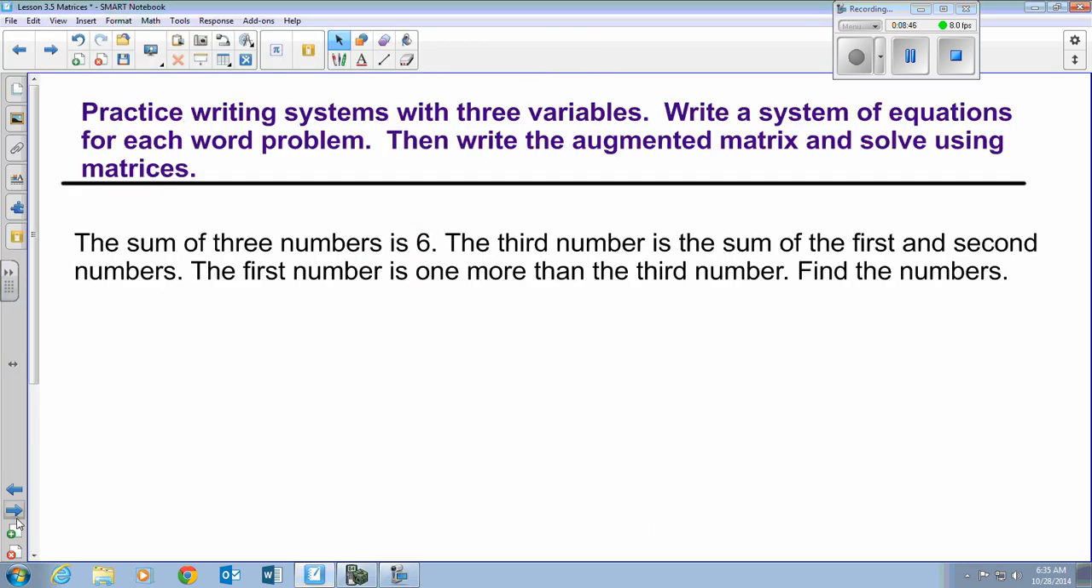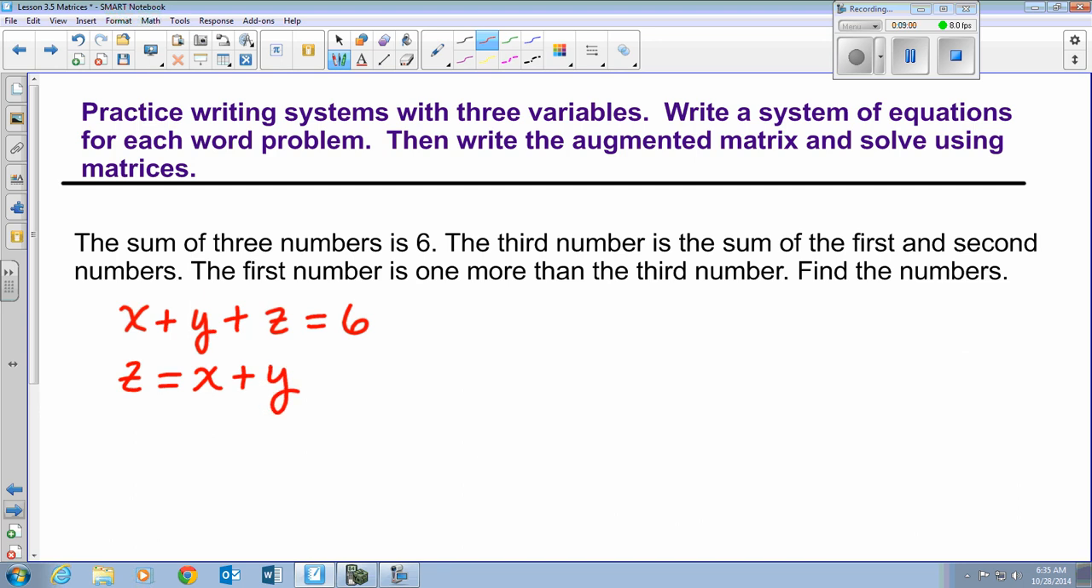So this says the sum of 3 numbers is 6, so that would be x plus y plus z is 6. The third number, so we'll call that z, is the sum of the first and second numbers, the sum of x and y. The first number, so we'll call that x, is 1 more than the third number, z. So there are our system of equations.